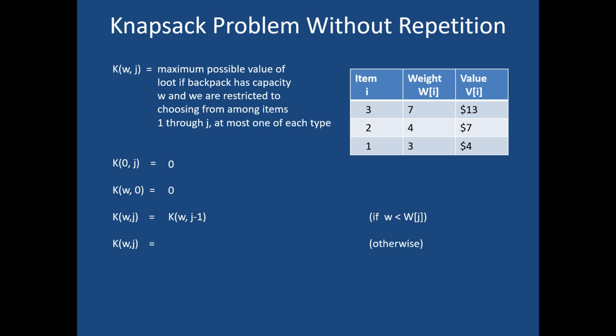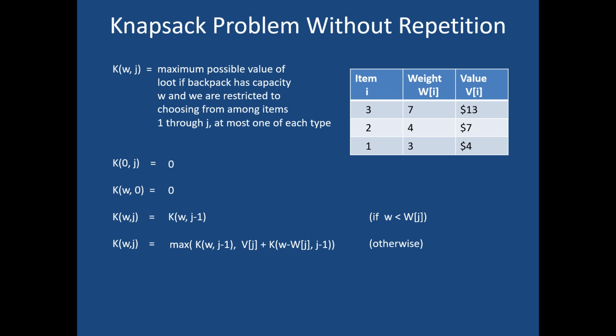Now, what about here, where there is room for an item j in your knapsack? You can take a j, or you can not take a j. We don't know which is going to work out better, so we'll try both and see which way leads to the best solution. So we take the max of 2 things. What's the answer that corresponds to taking an item number j? K of W minus W of j, comma j minus 1. I think that's right.